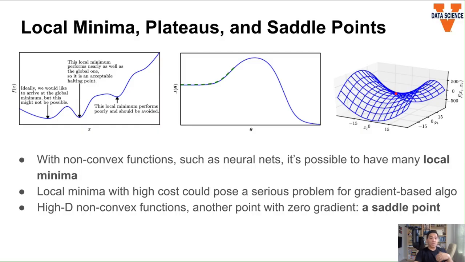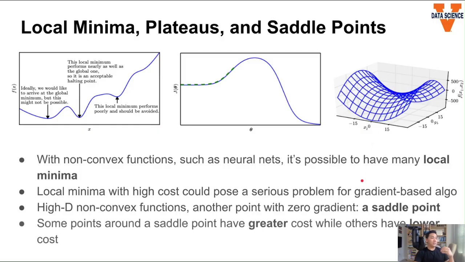And that's the situation with the saddle points, right? Some points around a saddle point have greater cost, while others have lower cost. And this is a very hard situation because the gradient is zero, and you thought that you accomplished the lowest cost, but actually you can go to other points that have lower costs.